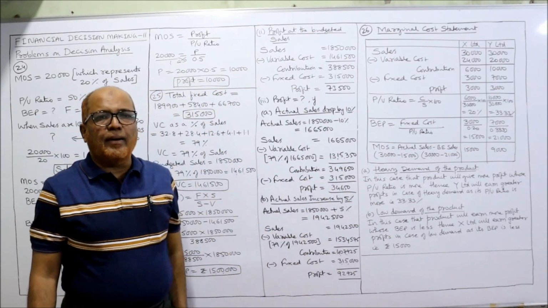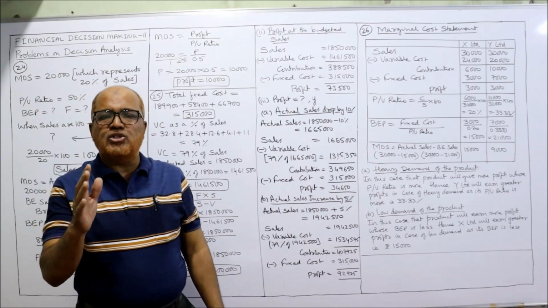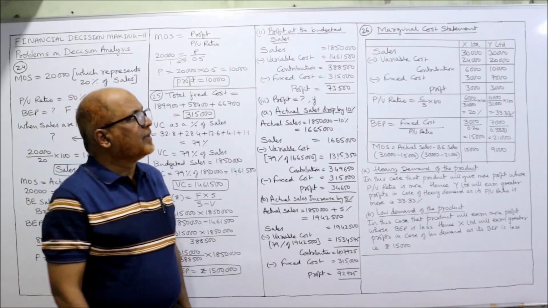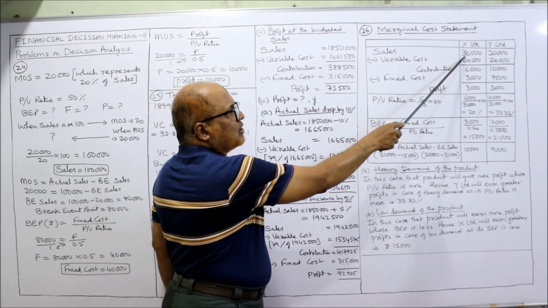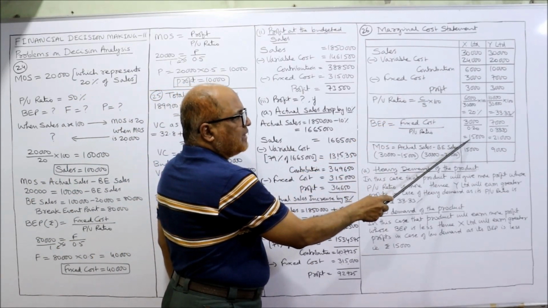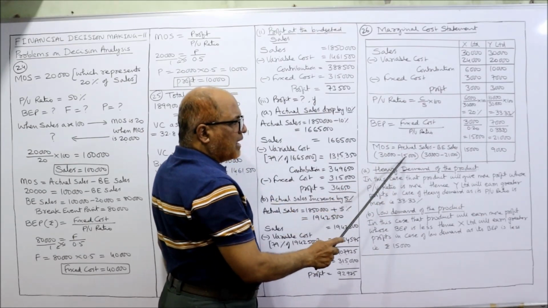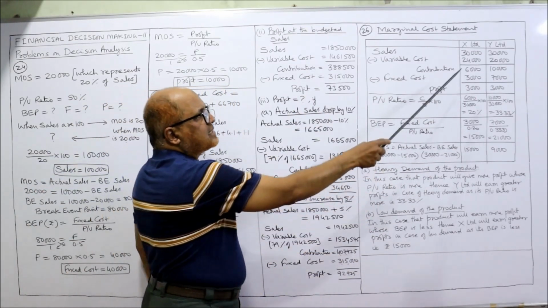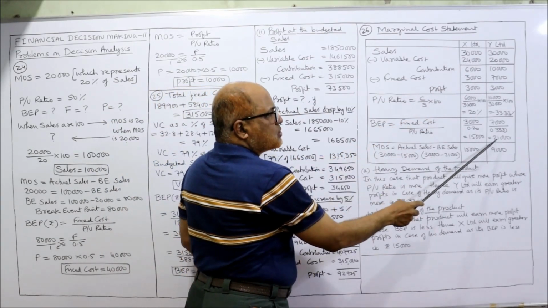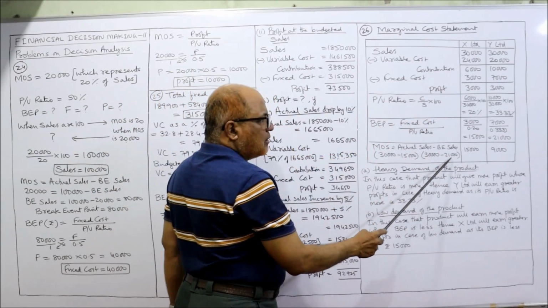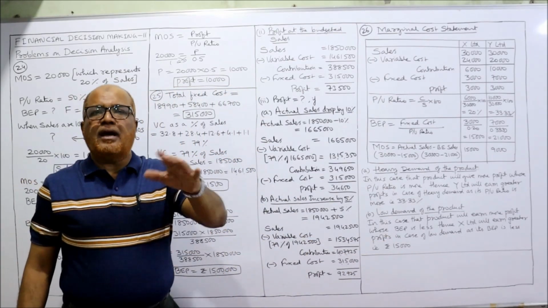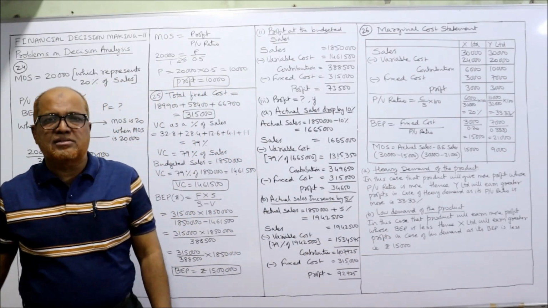Now finally MOS. It is asking you margin of safety. Actual sales minus break-even sales. So actual sales are 30,000 and break-even sales are 15,000. So 30,000 minus 15,000 is 15,000. Now Y Limited actual sales 30,000 and break-even sales 21,000. So 30,000 minus 21,000, 9,000. So we have calculated the BEP and MOS of both the companies.